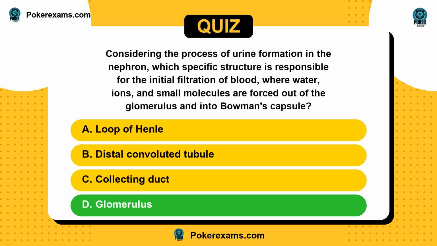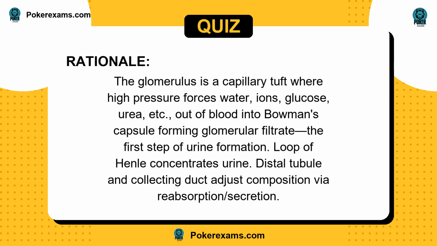The answer is D. The glomerulus is a capillary tuft where high pressure forces water, ions, glucose, urea, etc., out of blood into Bowman's capsule, forming glomerular filtrate, the first step of urine formation. Loop of Henle concentrates urine. Distal tubule and collecting duct adjust composition via reabsorption/secretion.